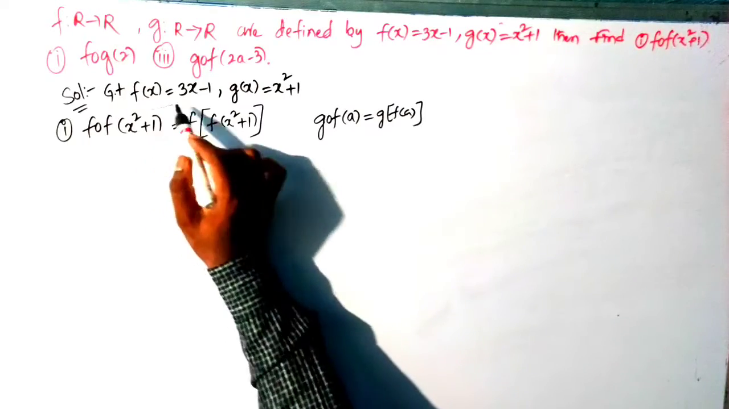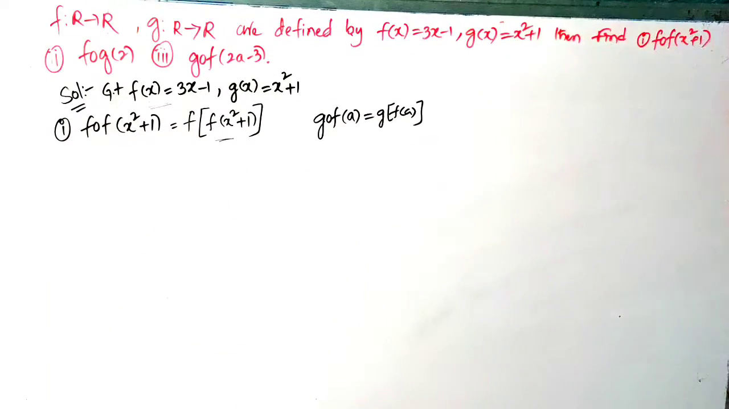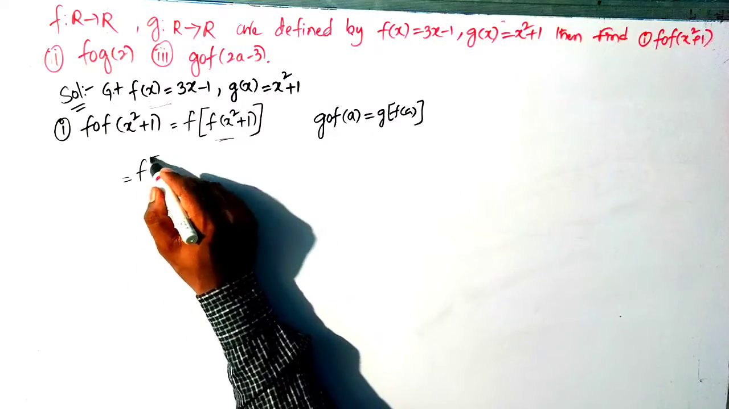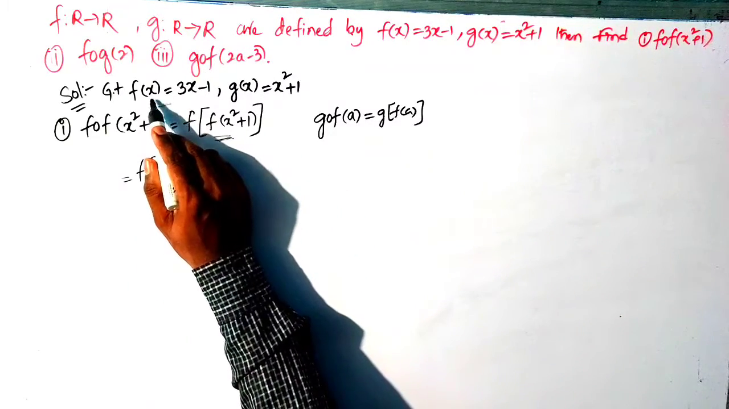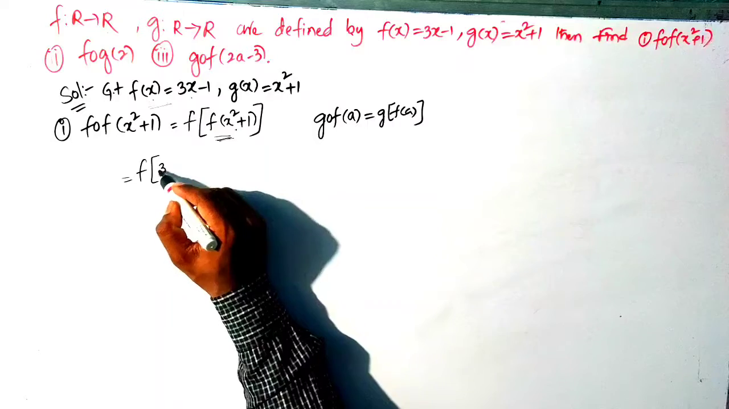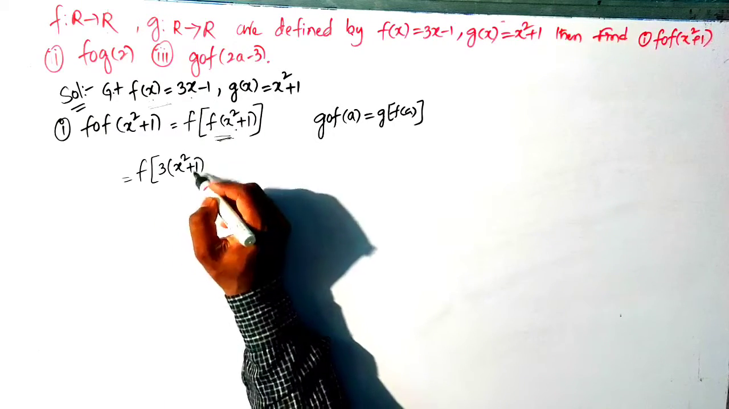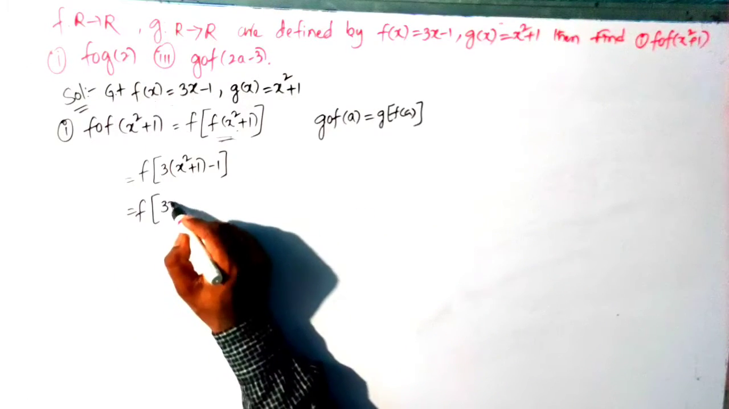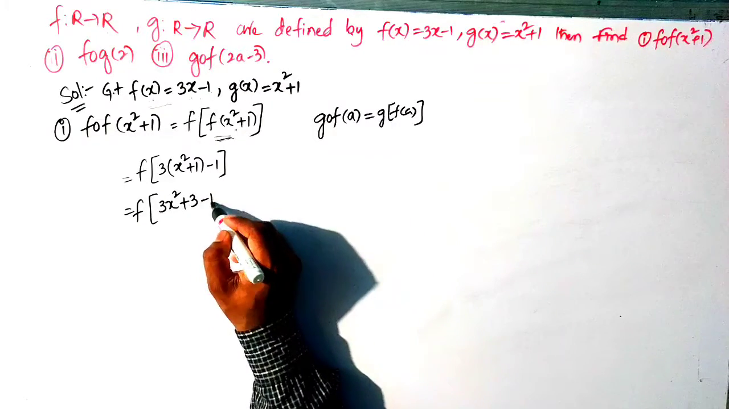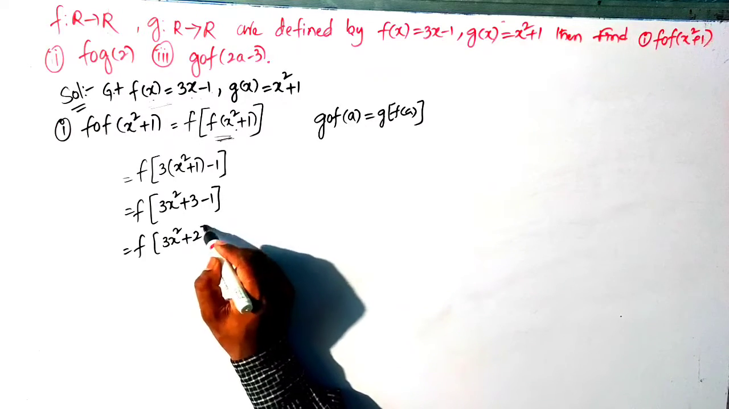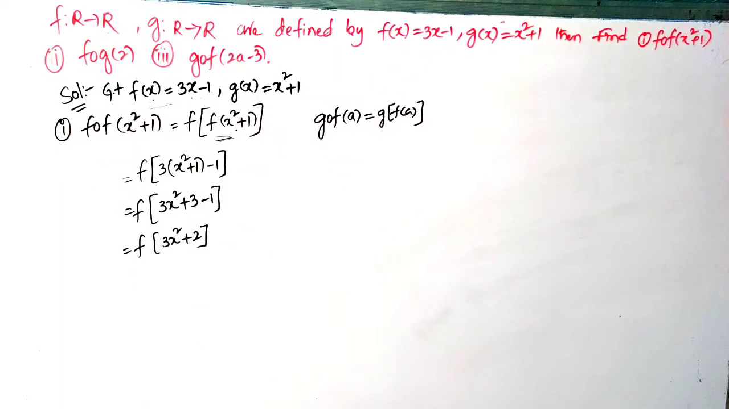But here f of x value is given. Here we got f of x square plus 1. So in place of x, we substitute x square plus 1. Okay. So what we get here? f of x square plus 1. So we substitute x square plus 1, then in place of x also we substitute x square plus 1. So what we get here? 3 into x square plus 1, and the remaining minus 1 is there, minus 1 as it is. So f of 3x square plus 3 into 1, 3, minus 1. So f of 3x square, 3 minus 1 is 2. So we got here f of 3x square plus 2.